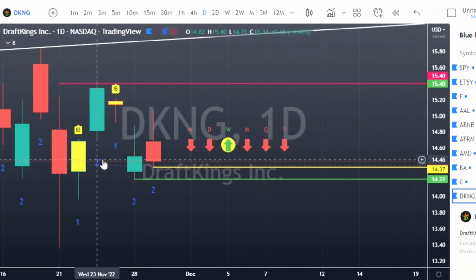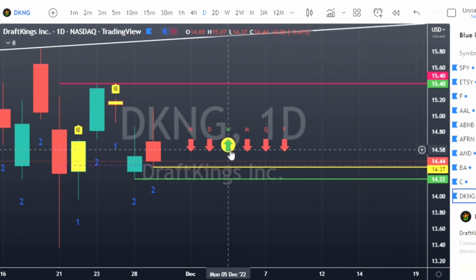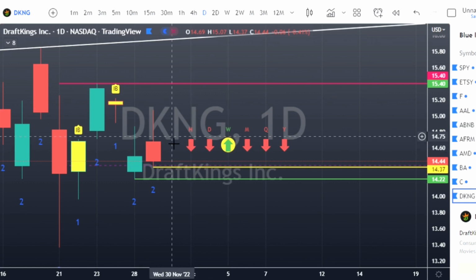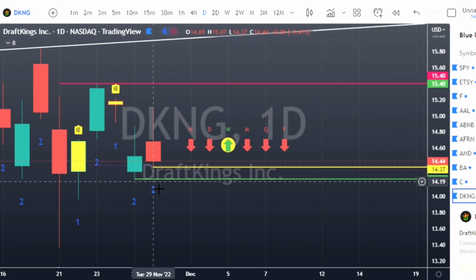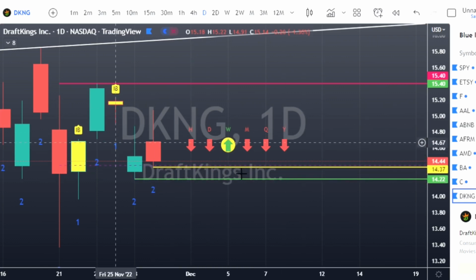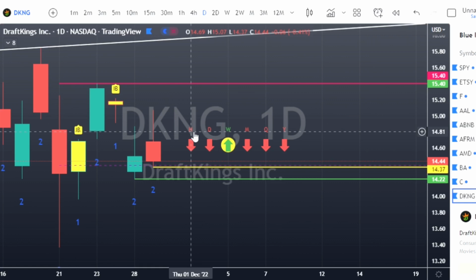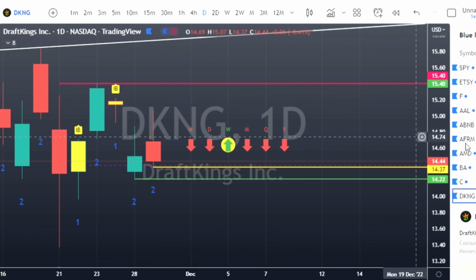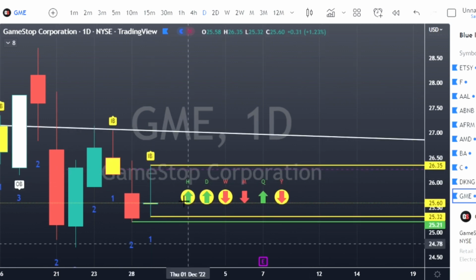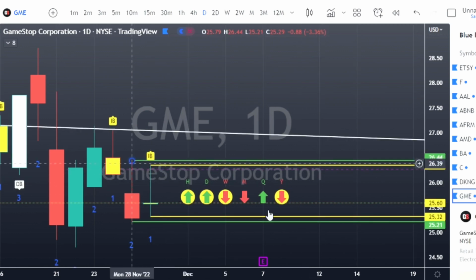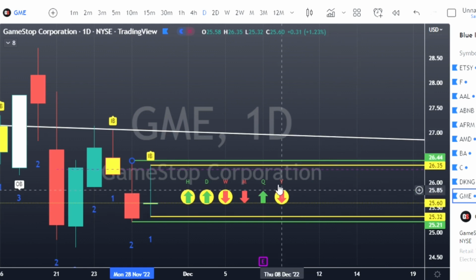DKNG, that's DraftKings, one of the only plays that's not an inside bar. So we had a 2-up, finished red, shooter candle. If we hit targets, we have full time frame continuity to the downside on DraftKings. So we'll look for puts at 14.37, first target at 14.22. GME, inside bar, calls at 26.35, first target 26.44, puts 25.32, first target 25.21.